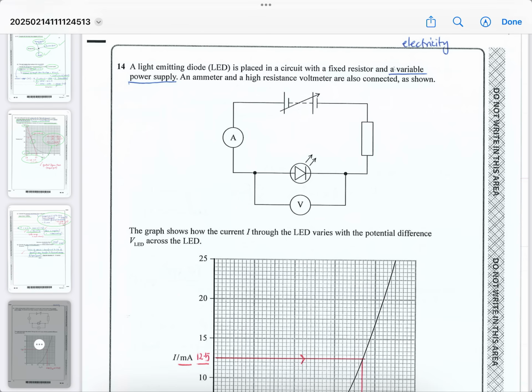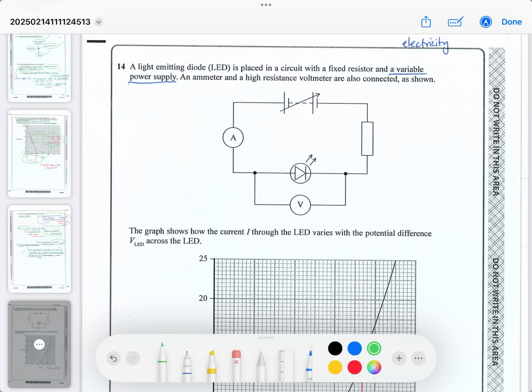Okay, so it says a light-emitting diode is placed in a circuit with a fixed resistor. So here is the fixed resistor and the variable power supply. We also used the variable power supply, but when we did it, we actually did a more useful circuit diagram than that. You didn't need to do it because the year 13s set up the circuit for you, and all you did was take the readings. We'll come back to that at a later time when we're in class.